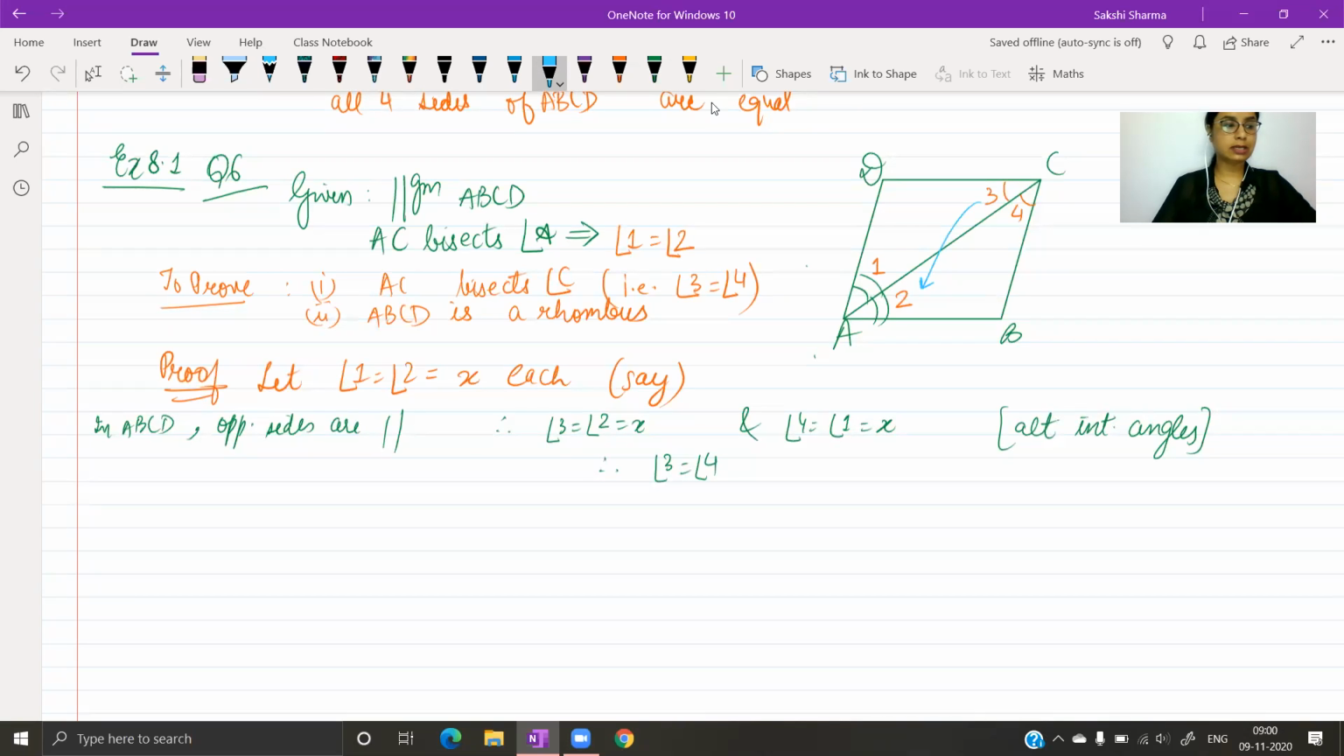Let me know, just this part. Do you understand that angle 3 will be equal to angle 2 and angle 4 will be equal to angle 1? Because the opposite sides of a parallelogram are parallel to each other, you will have pairs of alternate interior angles. So angle 3 will be equal to angle 2 and angle 1 will be equal to angle 4. These are pairs of alternate interior angles.